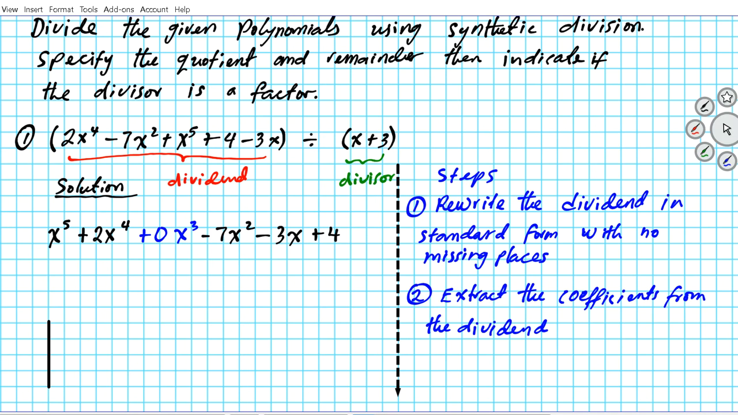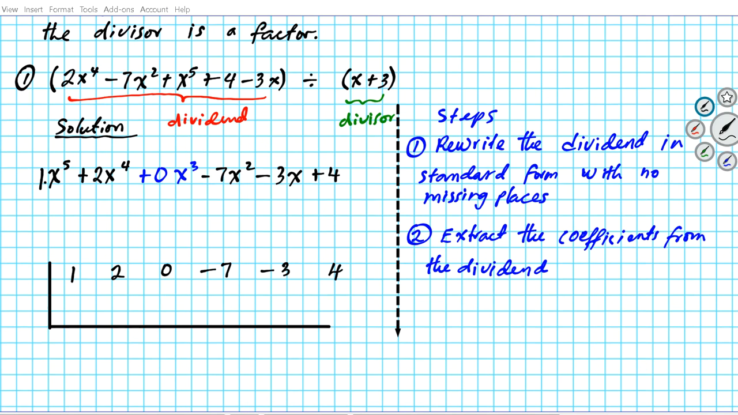So the coefficients are, what are they? Starting from here, if there's no coefficient, of course, it is 1. So we have 1, 2, 0, -7, -3, and +4. That takes us to step number 3. We need to determine the number that we're going to place on the outside of this synthetic division bar, and that will be the 0 of the divisor.